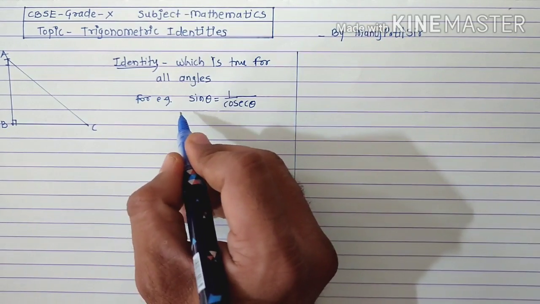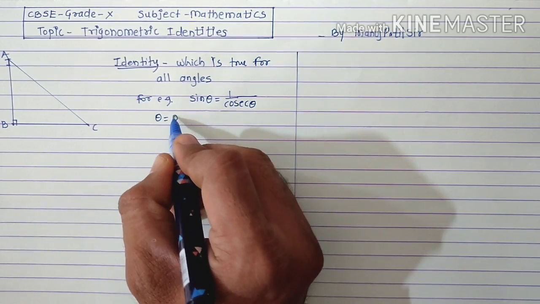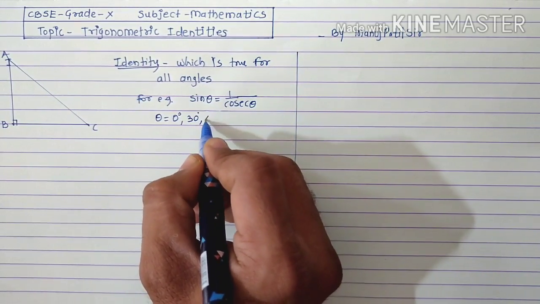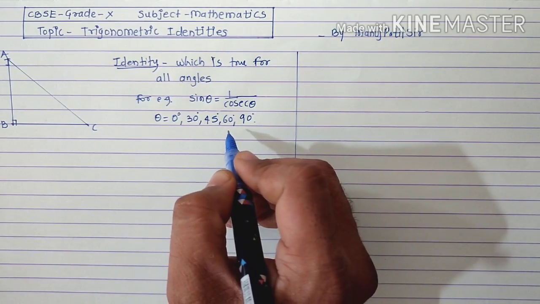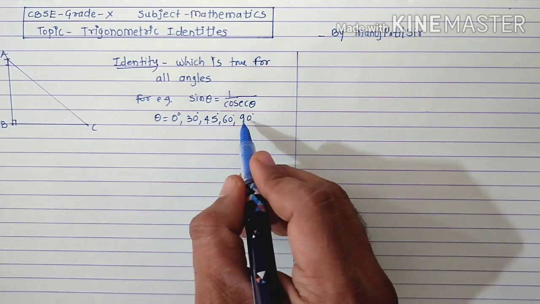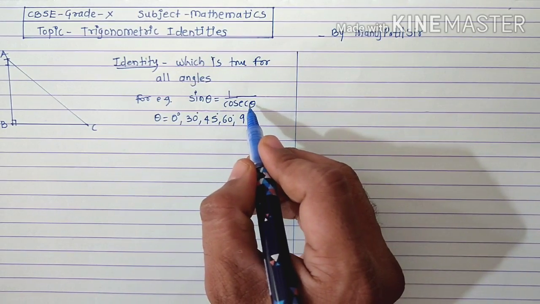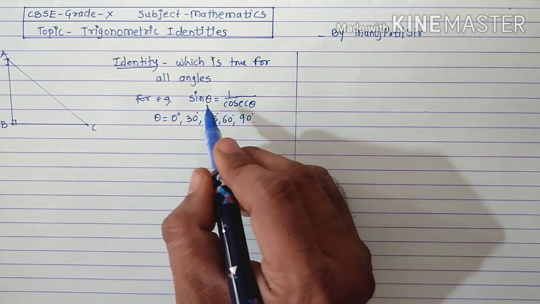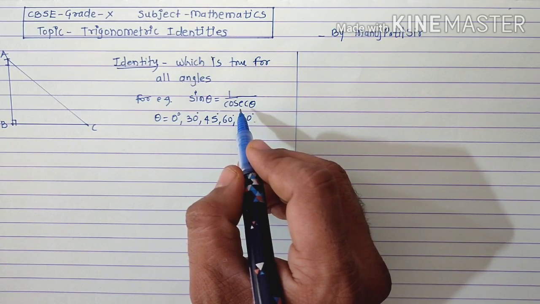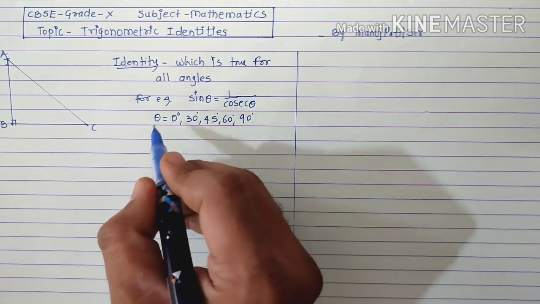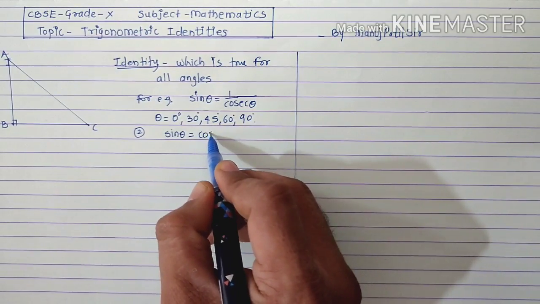Why? For sin theta, you can consider the angle theta as 0 degree, 30 degree, 45 degree, 60 degree, 90 degree, or any other angle. If you solve the LHS, that is sin theta, and separately solve the RHS, that is 1 upon cosec theta, sin theta is always equal to 1 upon cosec theta, and that's why we can say it is a trigonometric identity.